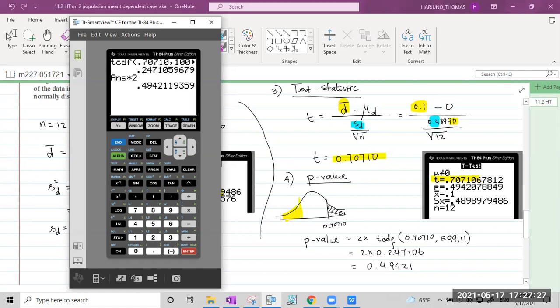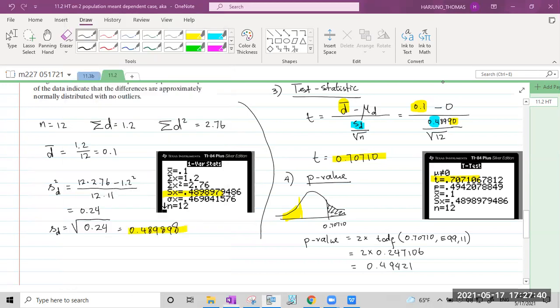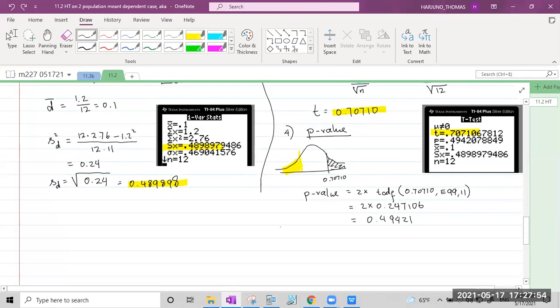Now, our number here is slightly off from there, but when we round to 5 decimal places, it's the same anyway in this case. The number is too close. If you didn't round anything here, then the number you have will be pretty much the same. Even right now it's pretty much the same. Now, the p-value is very, very big.